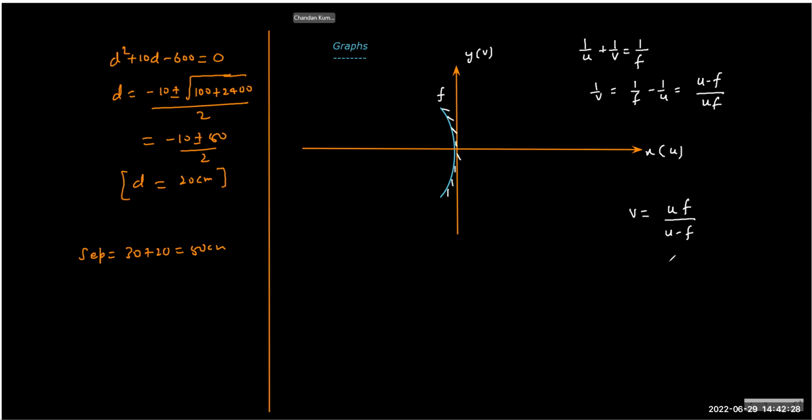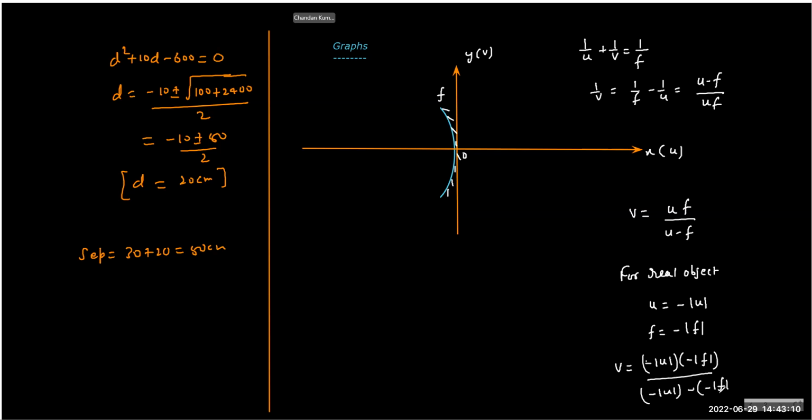Now let's substitute everything. For a real object, of course, we will keep the object real only. For a real object, the u will always be on the left side of the origin. So we can write u as minus of some value, we can write it as mod, and f is also always negative. Therefore the v formula will be minus mod of u minus mod of f upon minus mod of u minus mod of f, like this.